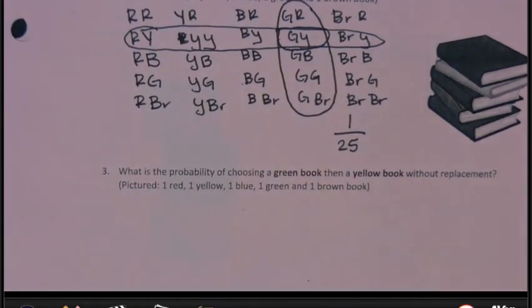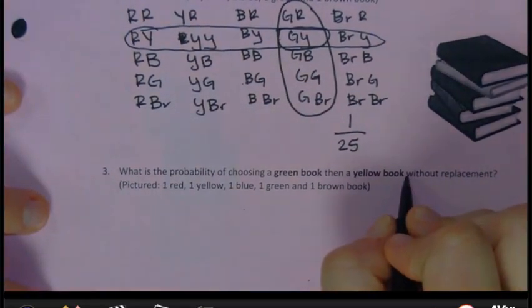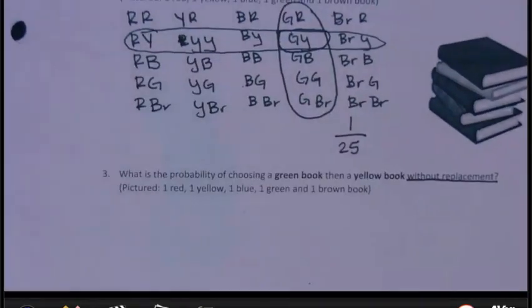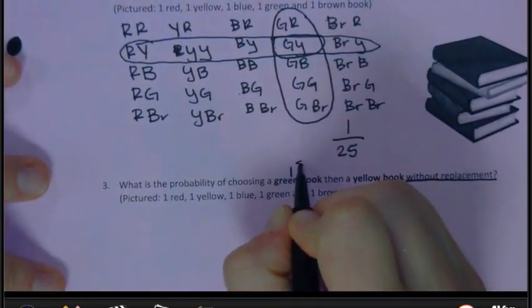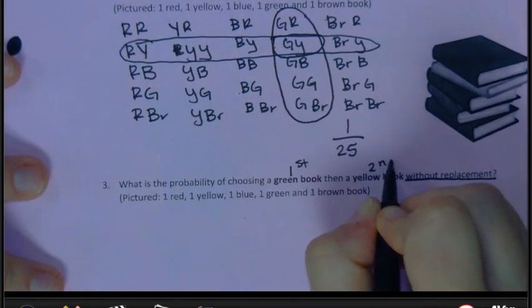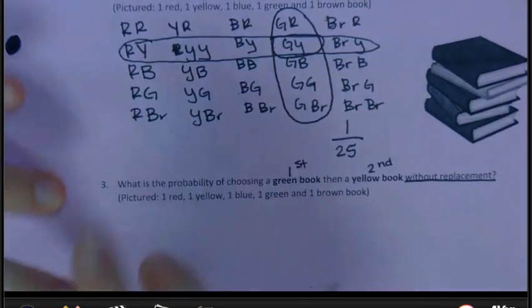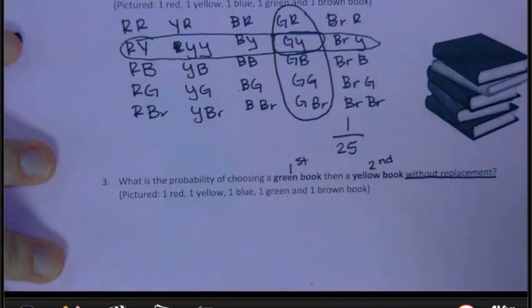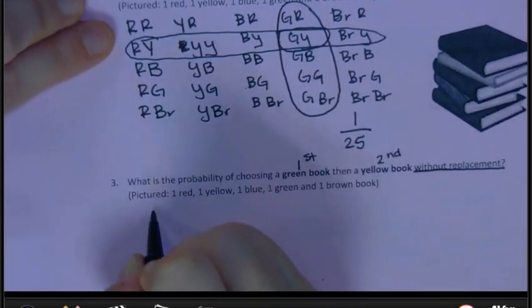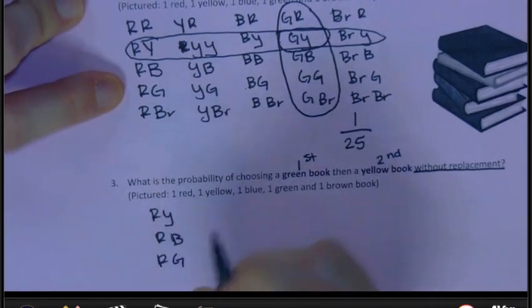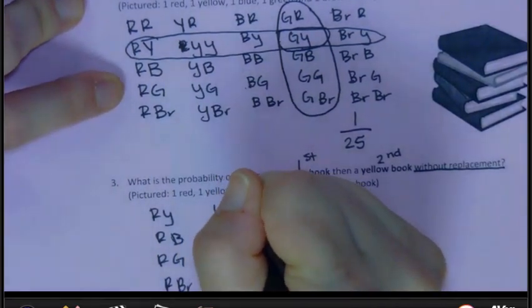Okay? Well, let's look at the probability again. And this time, Ms. Brown's going to read, and we're going to not replace our books. So I want a green first, then a yellow the second time. And I do not want to replace anything, which means any of my double colors, they're going to go away. So you could get a red, yellow, red, blue, red, green, red, brown. You can have a yellow, red.